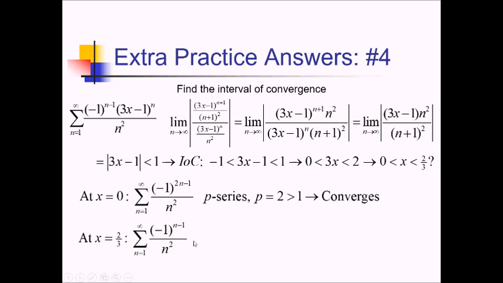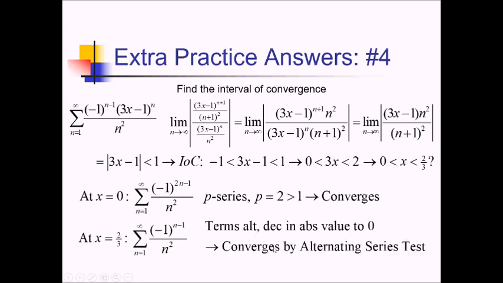So this alternates, and we're also decreasing in absolute value to 0, because you're basically doing something that's not growing over n squared, which is growing. So the limit as n approaches infinity on this one is going to 0. So because we alternate and decrease in absolute value to 0, this is going to converge by the alternating series test. So therefore, since we converged on both of these, we can say 0 less than or equal to x less than or equal to 2/3.